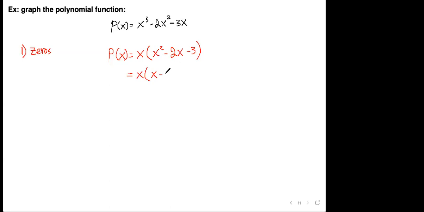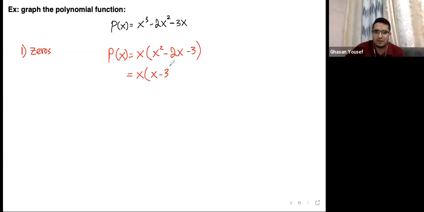So is it 2 and 1? No, it's negative 3 and 1, yes. The multiplication is minus 3, and the summation between these two numbers is minus 2. So minus 3 and positive 1. Minus 3 times positive 1 is minus 3, and the sum of minus 3 and 1 is minus 2.